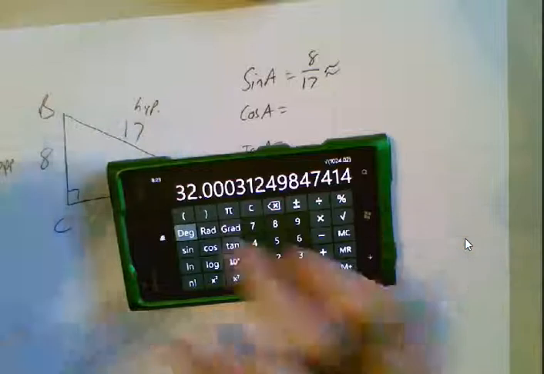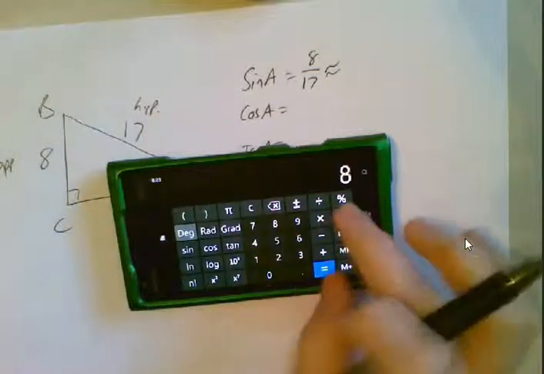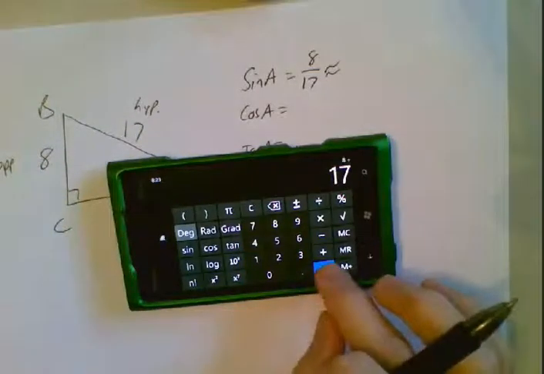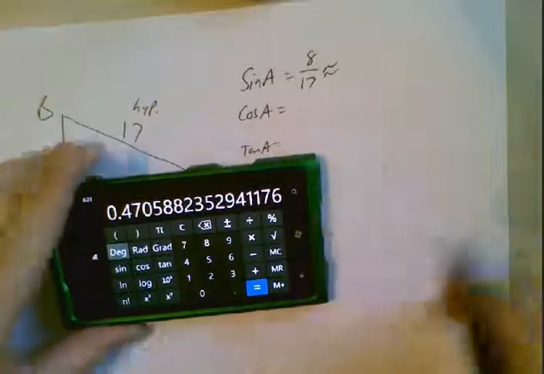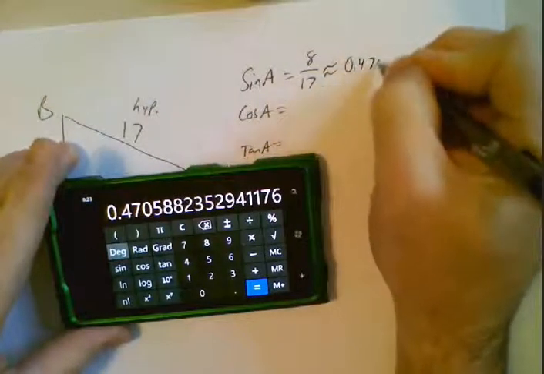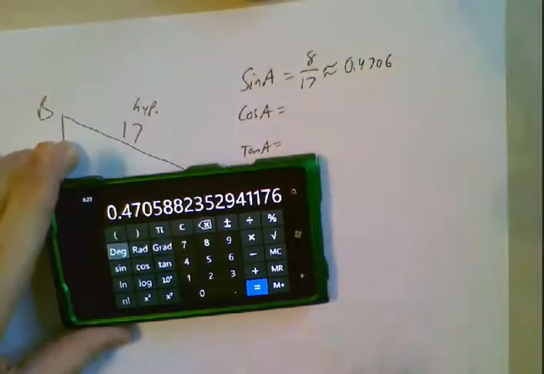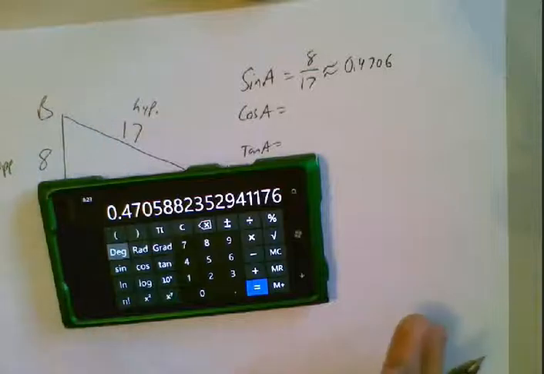All right, so I need 8 divided by 17. This is so exciting. I'm sure you're sitting at the edge of your seat wondering what this decimal is going to be. 0.470, and then I'll round it to 0.4706. But that's all it's actually asking you to do in the beginning.